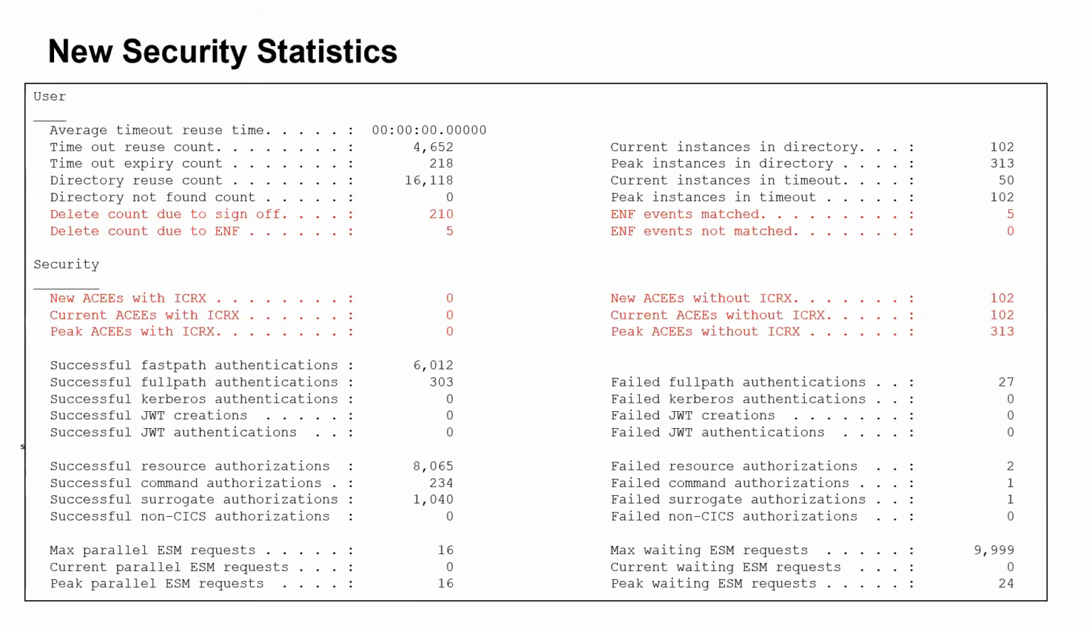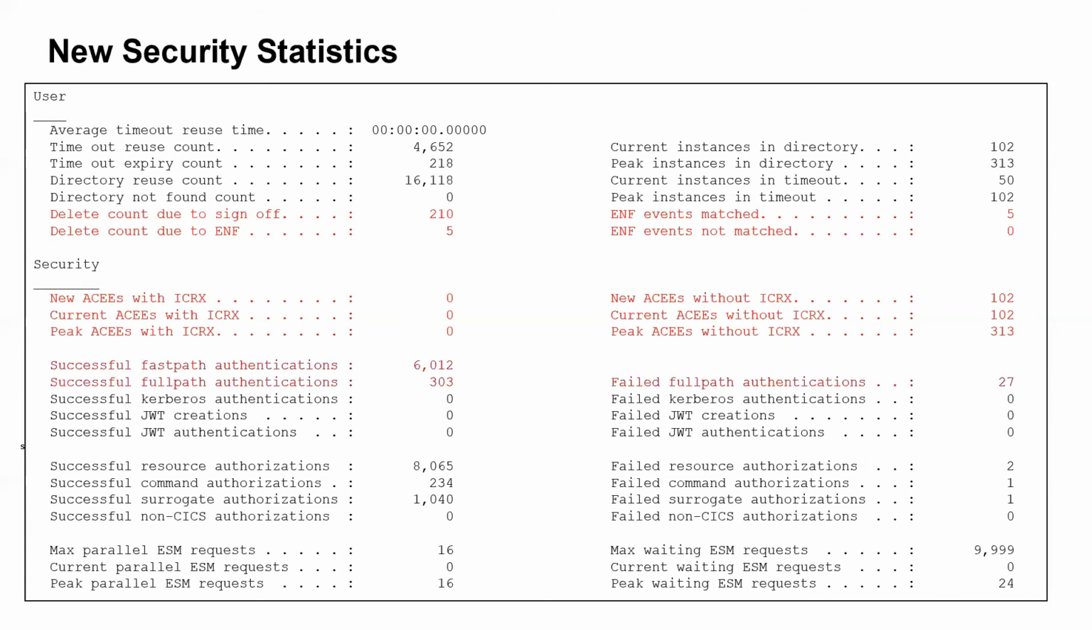We also indicate the number of things called ICRXs associated with that, and ICRXs are distributed identity tokens. And so if you're using distributed identity, you will see numbers in that section as well.